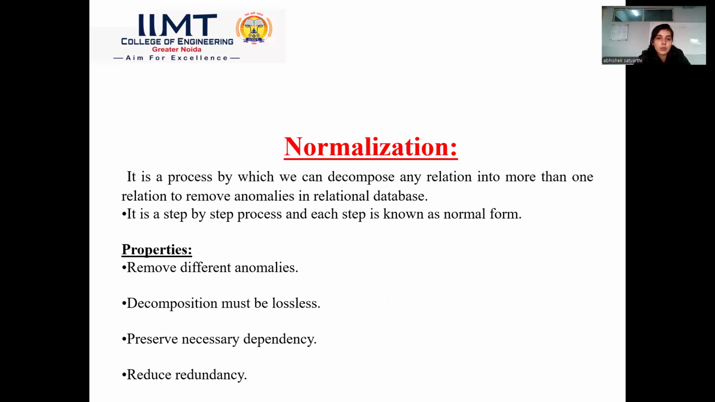Next is normalization. I have already discussed that normalization is basically a process by which we decompose any relation into more than one relation to remove the anomalies. It is a step-by-step process, and each step is known as a normal form. If I am talking about the properties, first it removes insertion, deletion, and updation anomalies. It decomposes the relation and it should be lossless in nature. It preserves the necessary dependency and it reduces the redundancy.